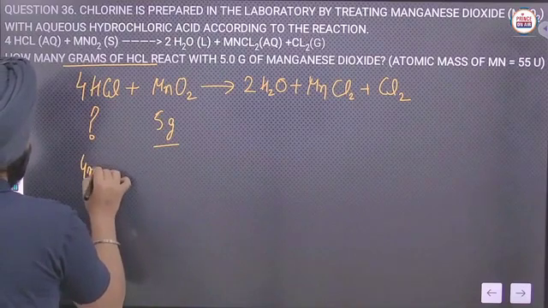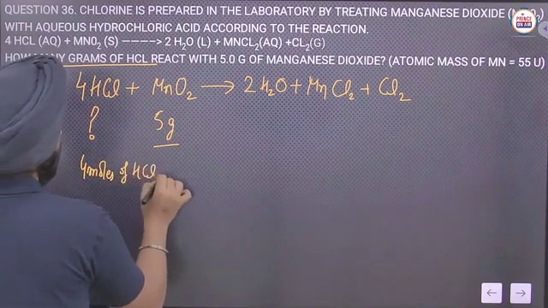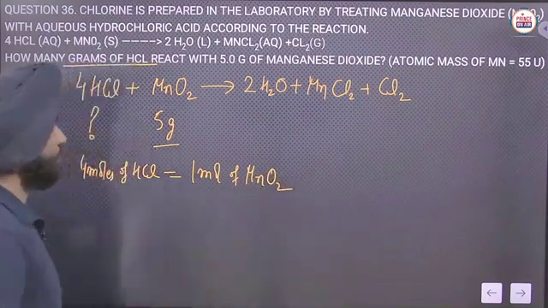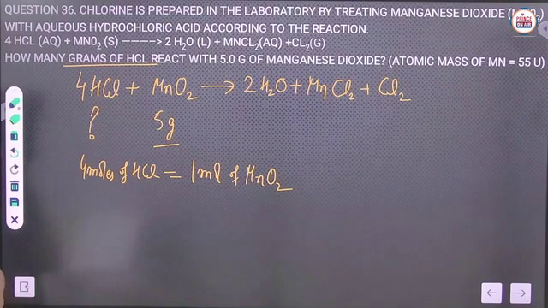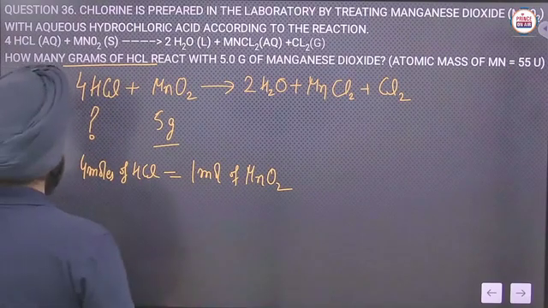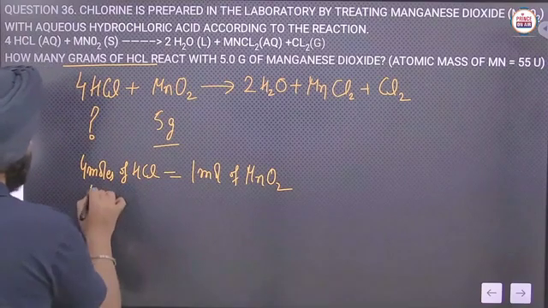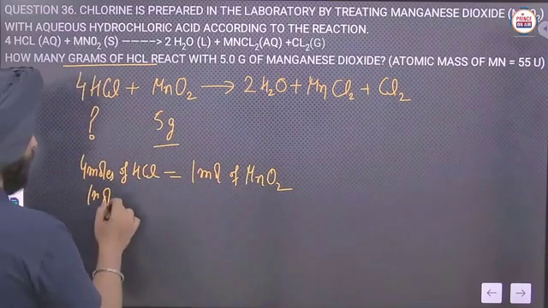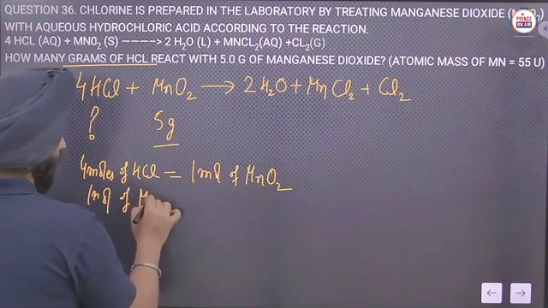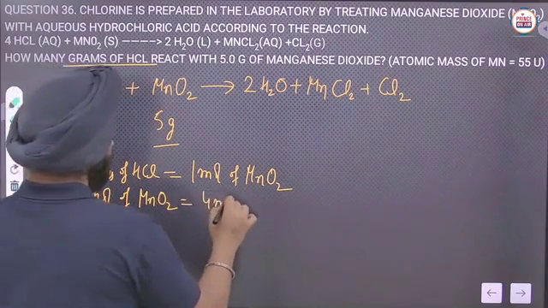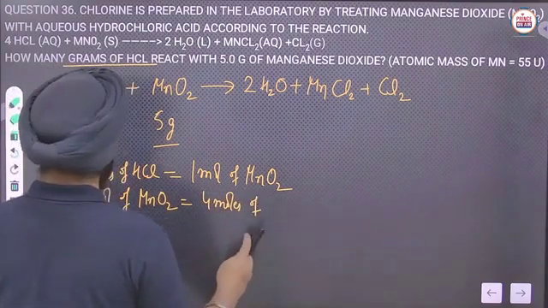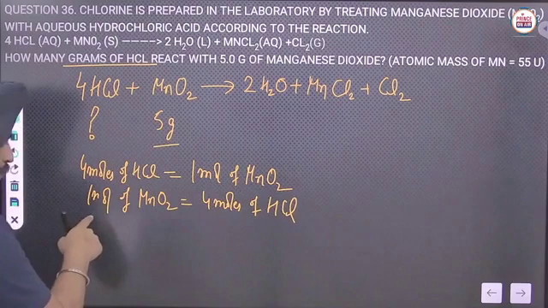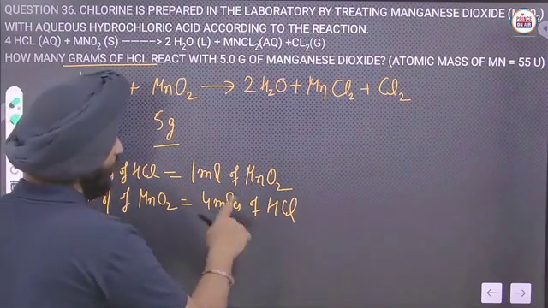4 moles of HCl react with 1 mole of MnO2. Okay, clear? Which thing we have to calculate, you have to place it at the right side. So 1 mole of MnO2 reacts with 4 moles of HCl.